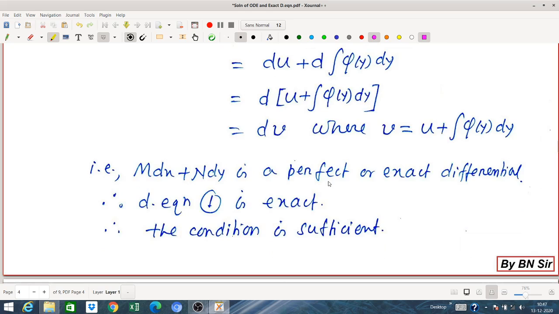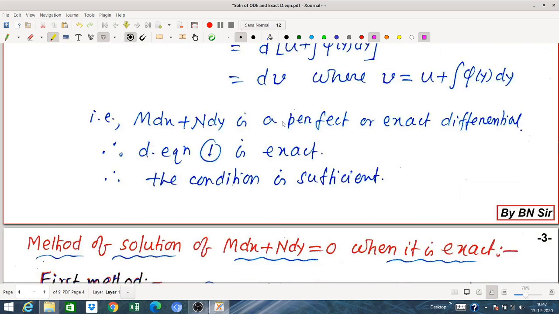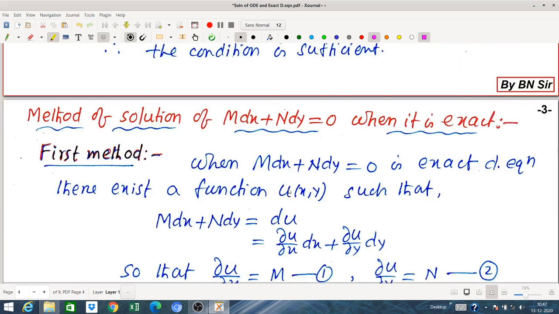Therefore, M dx plus N dy is a perfect or exact differential, and that means the differential equation 1, M dx plus N dy equal to 0, is exact, because this is our definition. If M dx plus N dy can be written as d of u or d of b, here it is d of b, so it is an exact differential equation. Therefore, the condition is sufficient, meaning del M by del y equal to del N by del x is both necessary and sufficient. So you prove the result.